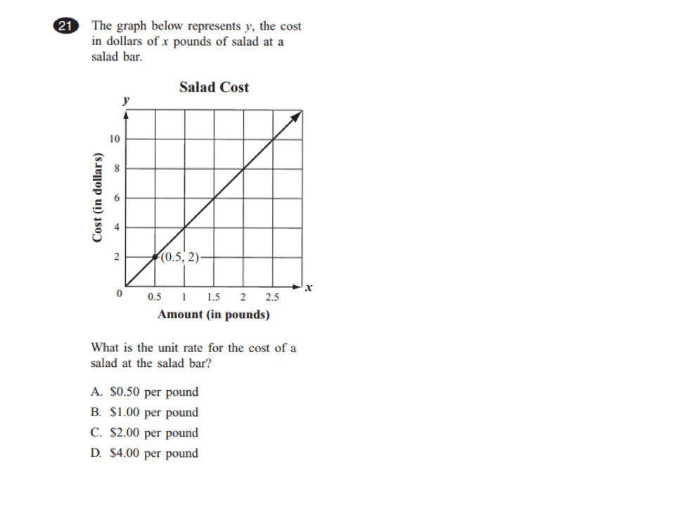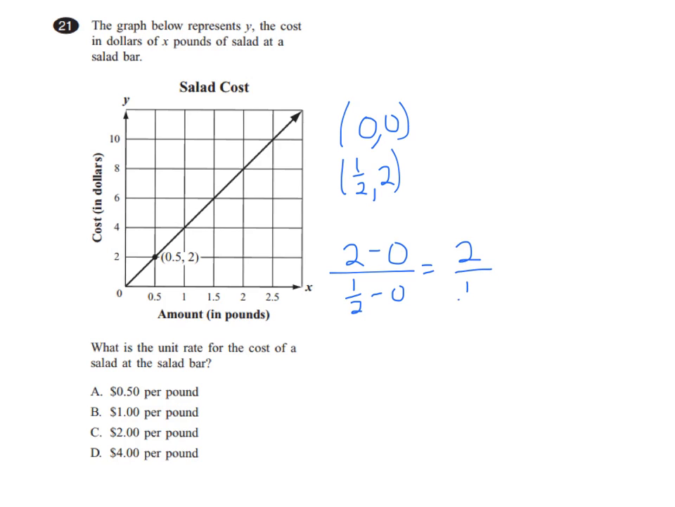So here's another rate problem, and they give you a graph in this case, and they say, what is the unit rate for the cost of a salad at the salad bar? So they give you these 2 points on the graph, 0, 0, and 1/2, 2. So we can figure out the rate in this case as 2 minus 0, and that's a difference in the cost, over 1/2 minus 0, which is 2 over 1/2.